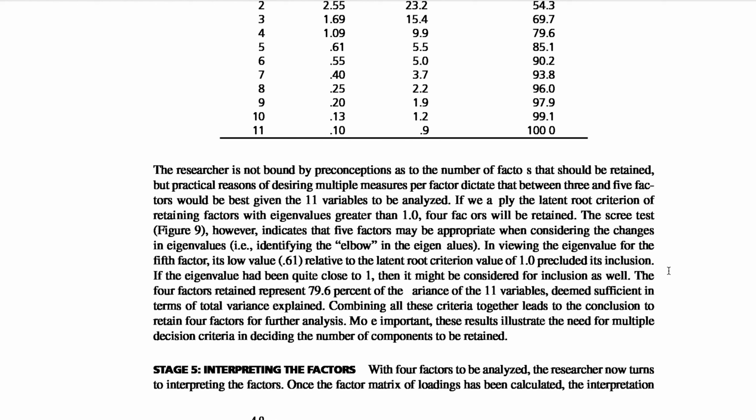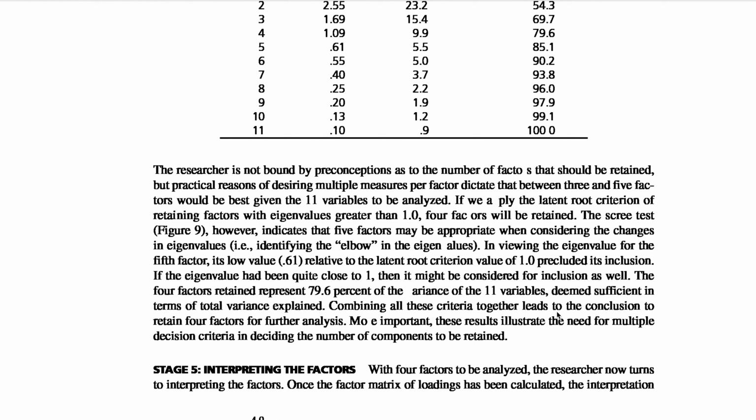The fifth factor is lower than 0.61, relative to the latent root criterion value of 1.0, which precluded its inclusion. If the eigenvalue had been quite close to 1, then it might be considered for inclusion as well. Then the factors retained represent 79.6%.